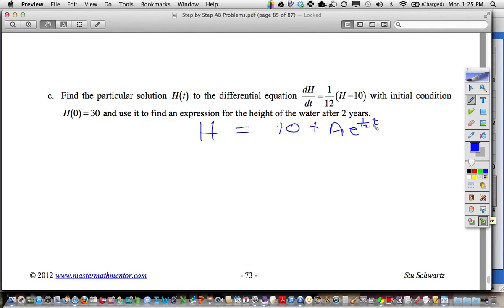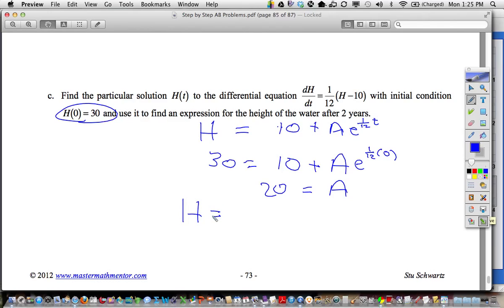How do we find A? Put in our initial condition, right? We've got to put in our initial condition. That's how you find the unknown constant in a differential equation. It's an initial value problem: initial condition plus the differential equation. So here's our solution. We put in a 30 for H and a 0 for T. So e to the 0 is 1. A would equal 20. So our particular solution would be 10 plus 20 e to the 1/12 t.